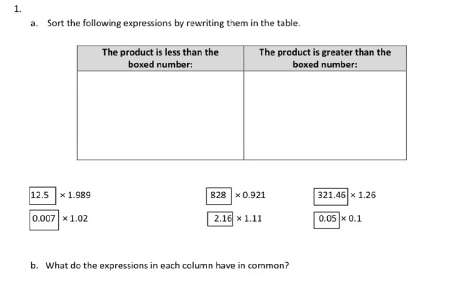So I'm going to look at each expression here, and I'm going to start right here, and I have 12.5, or 12 and 5/10, times 1 and 989 thousandths. So my choices are: the product is less than the box numbered, or the product is greater than the box numbered. And that one's going to go over here. So I'm going to rewrite it here.